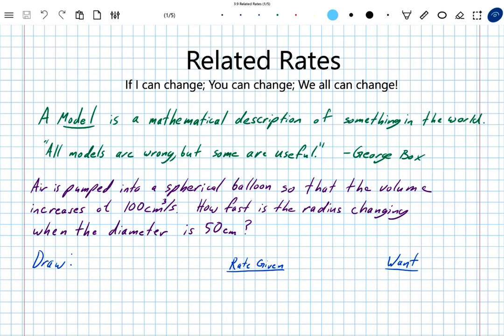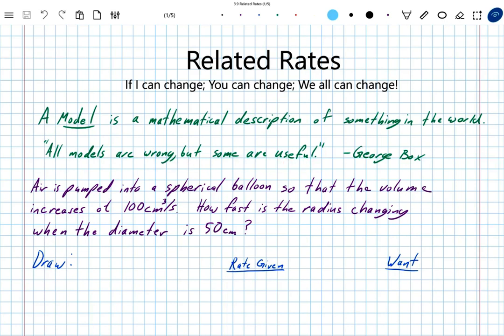So what I'm talking about now is a word that's not a vocab word, but is worth bringing up: a model. A model for us is not a beauty contestant. A model is a mathematical description of something in the world, like our model for the height of a falling object. We've seen that before, we've done variations on this. And George Box has an amazing quote. He's a famous statistician, I think. All models are wrong, but some are useful.